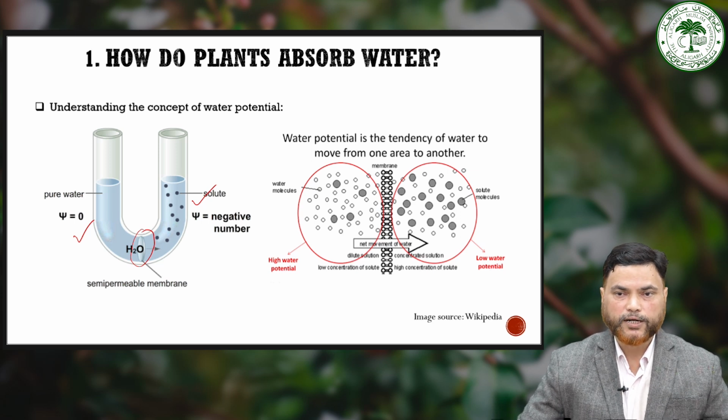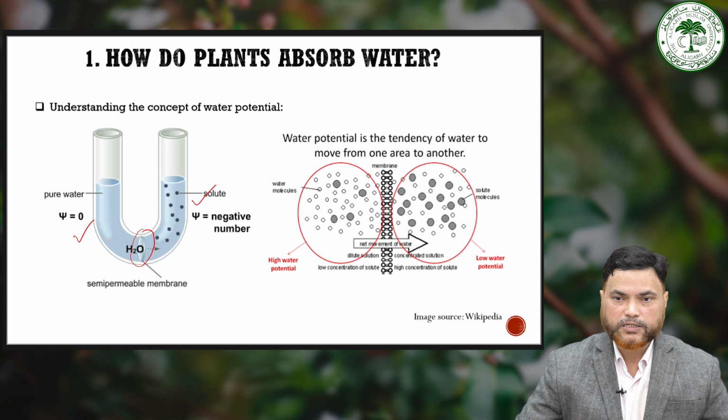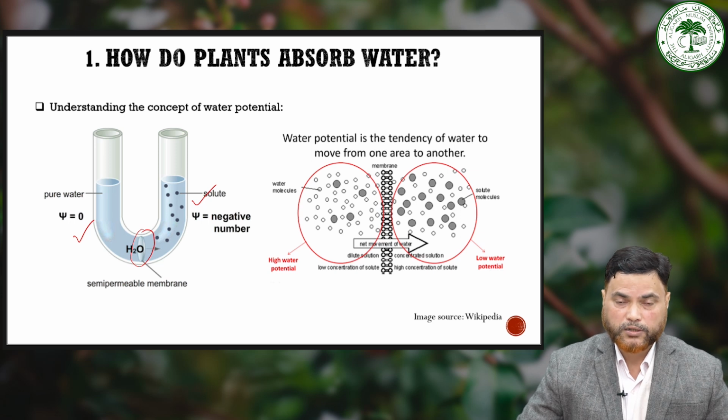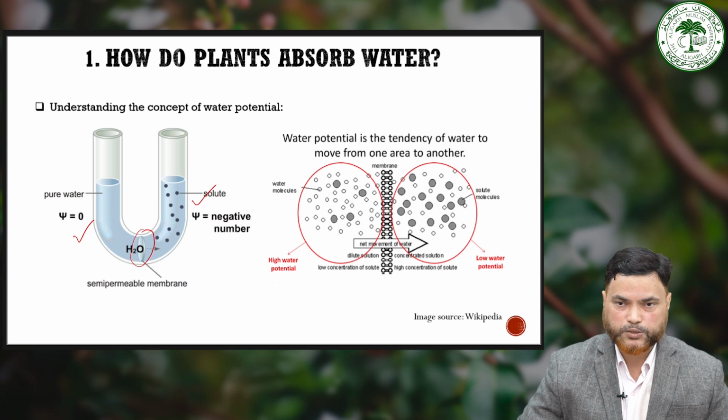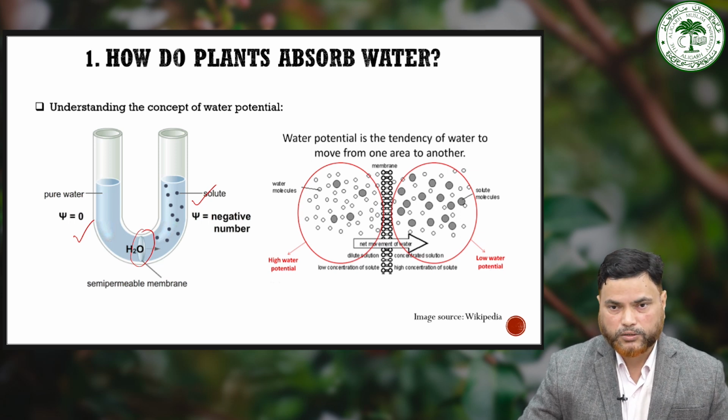So water potential of a plant decreases with increasing solute concentration, and thereby in this way its capacity to absorb water increases. So water potential is typically expressed in negative value because it is always measured in terms of pure water, which has water potential 0.